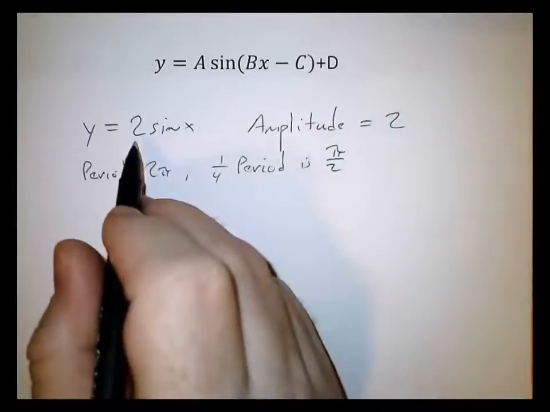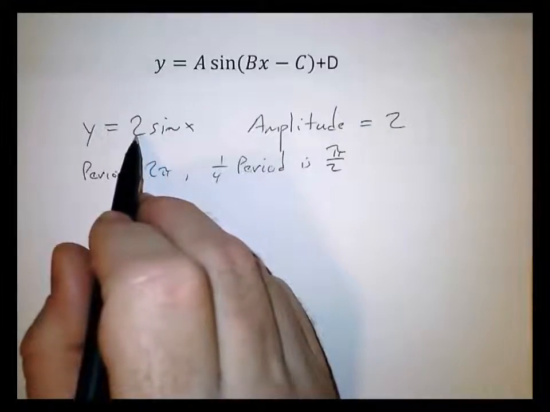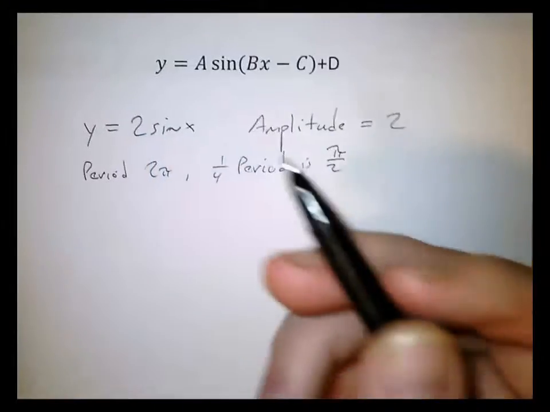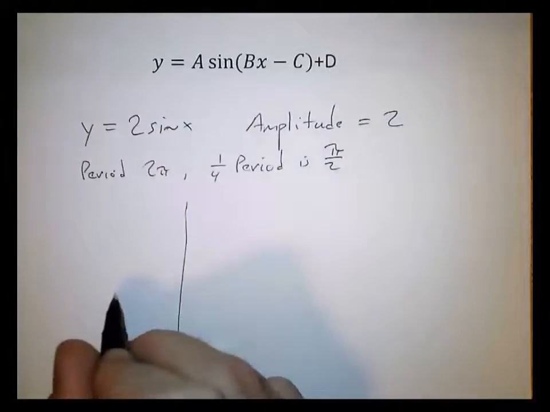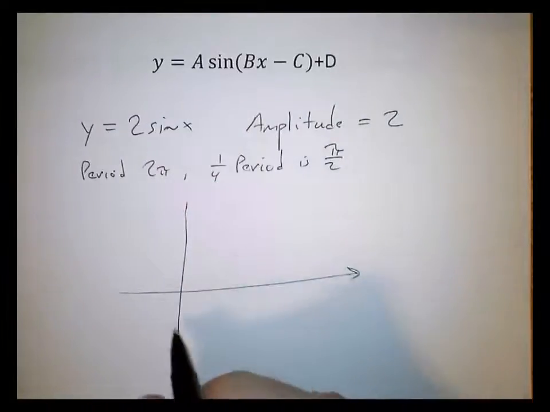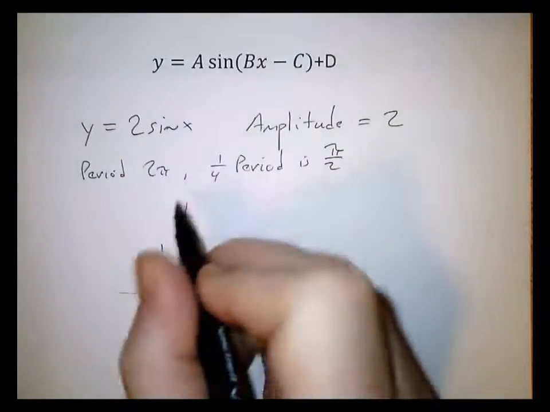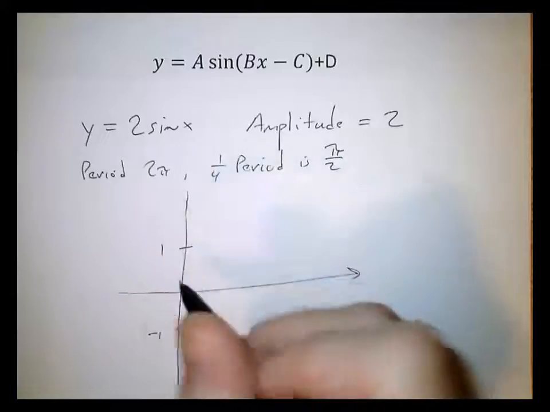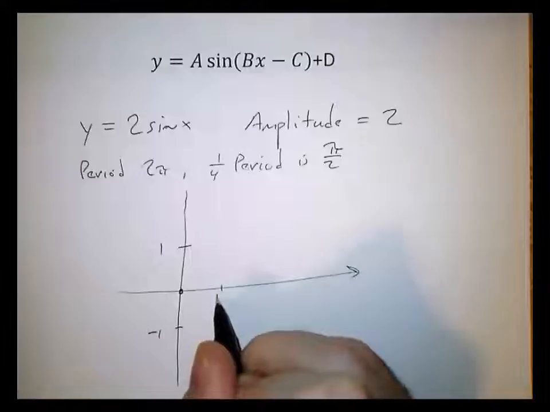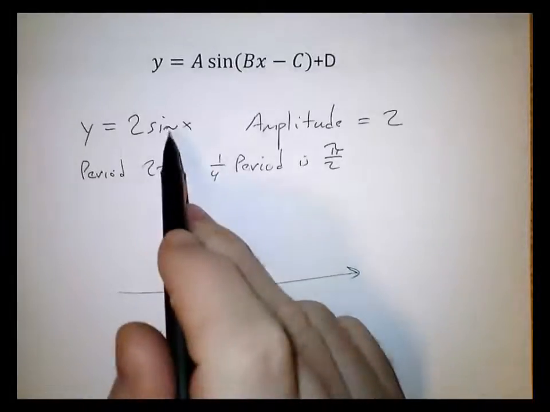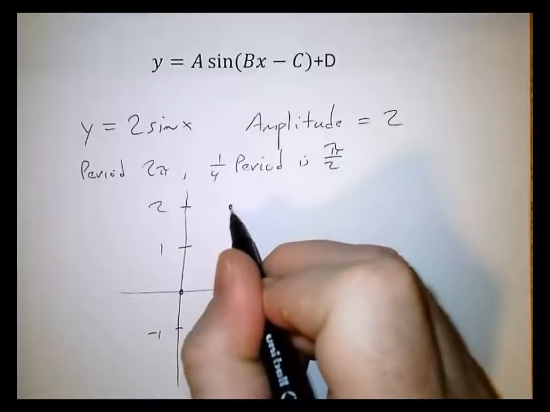And what does this 2 do here? The 2 here is going to stretch the graph of sine vertically by a factor of 2. So basically, instead of going up from negative 1 to 1, we're going to have our points, but now think about this. If I put 0 in here for sine, I still have 0. At pi over 2, though, sine of pi over 2 is 1, so this is going to be 2, so it's going to be up here now.